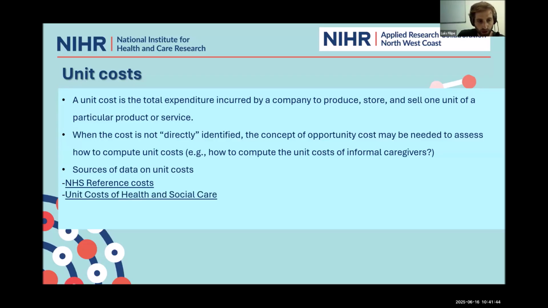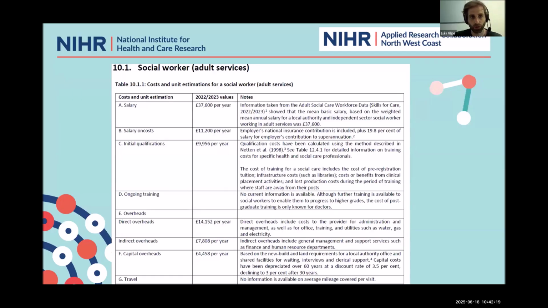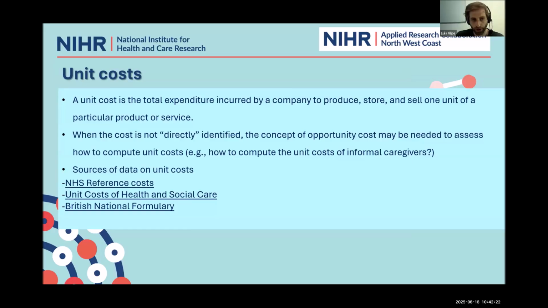Now, another source of unit costs can be the unit costs of health and social care. So here, of course, for social care, and I'll show you the examples of this one in a while, because not so long ago I had to literally come here and find some unit costs that I was interested in. So I'm going to show you what I did. Then you have here the British National Formulary, which is mostly for drugs. Again, you have the link, so feel free to use the link and go and explore a little bit by yourselves.